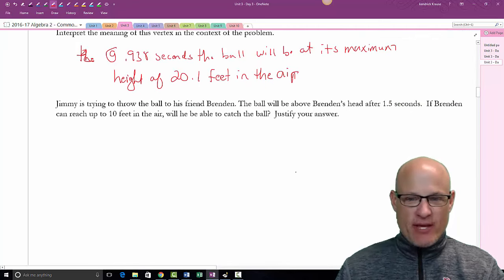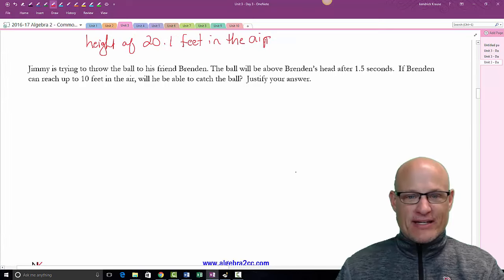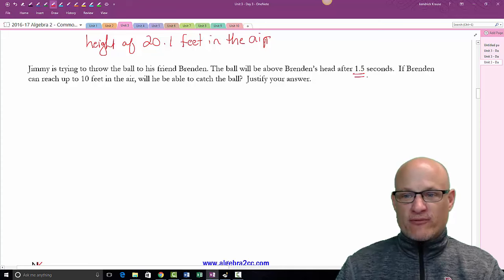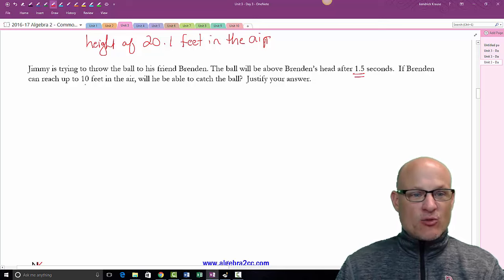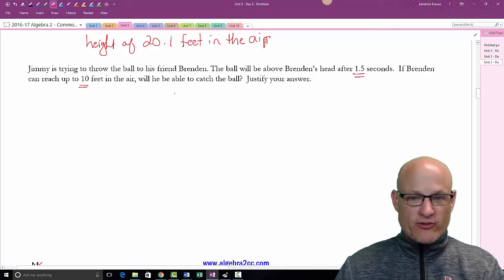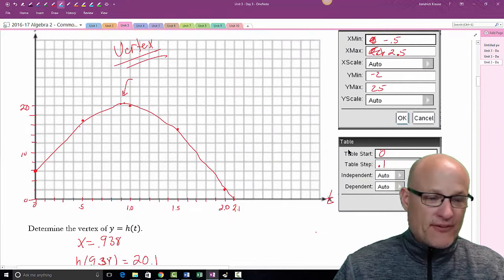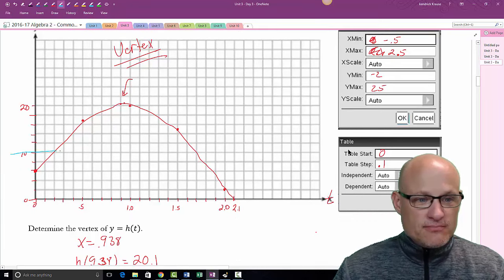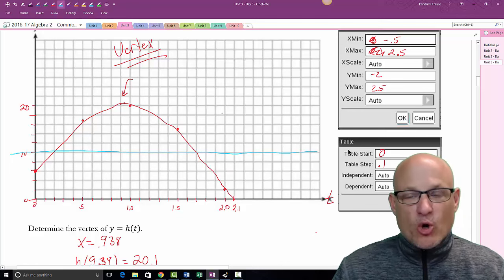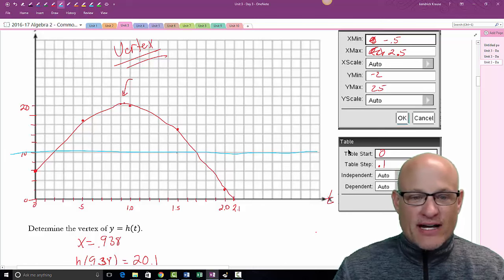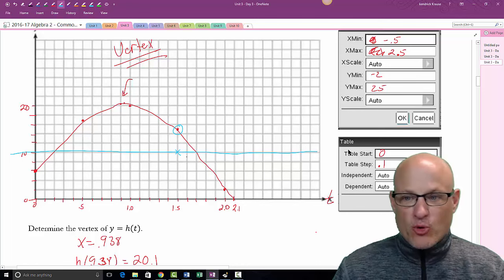So we got Jimmy. Jimmy is trying to throw a ball to his friend Brendan. The ball will be right above Brendan's head after 1.5 seconds. If Brendan can reach up 10 feet in the air, will he be able to reach the ball? So what we want to do is come back to our graph, and really, you just want to graph 10 feet. We said that the ball will be over Brendan's head at 1.5 seconds, right here. Well, where is the ball going to be? The ball is going to be way up here, we determined at 1.5 seconds.